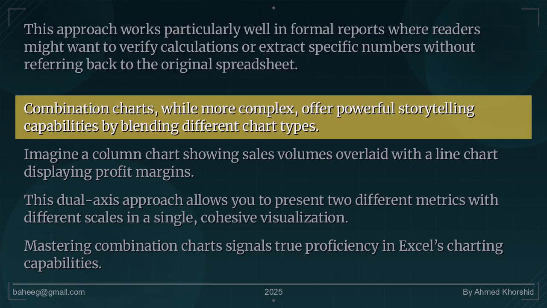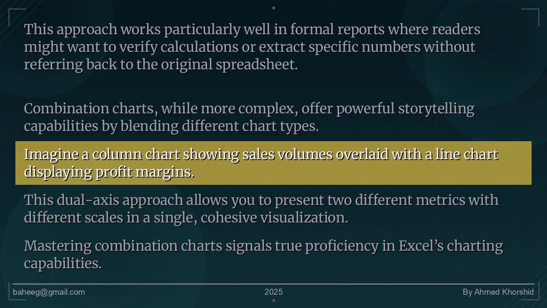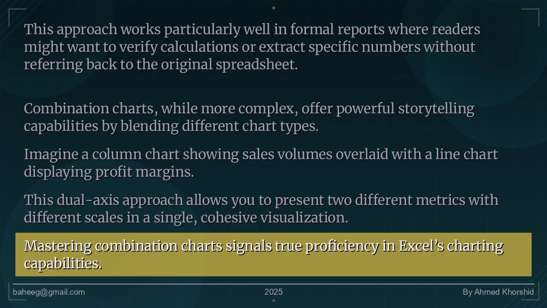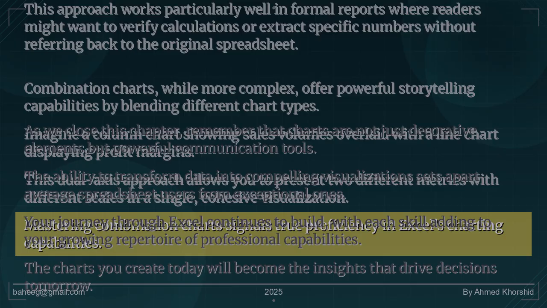Combination charts, while more complex, offer powerful storytelling capabilities by blending different chart types. Imagine a column chart showing sales volumes overlaid with a line chart displaying profit margins. This dual-axis approach allows you to present 2 different metrics with different scales in a single, cohesive visualization. Mastering combination charts signals true proficiency in Excel's charting capabilities.